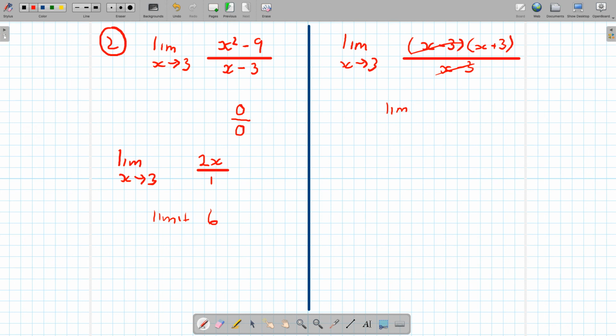So this was a very straightforward one to do without L'Hopital's. You can do L'Hopital's and it still works, but have a think whether you actually need to do it all the time.